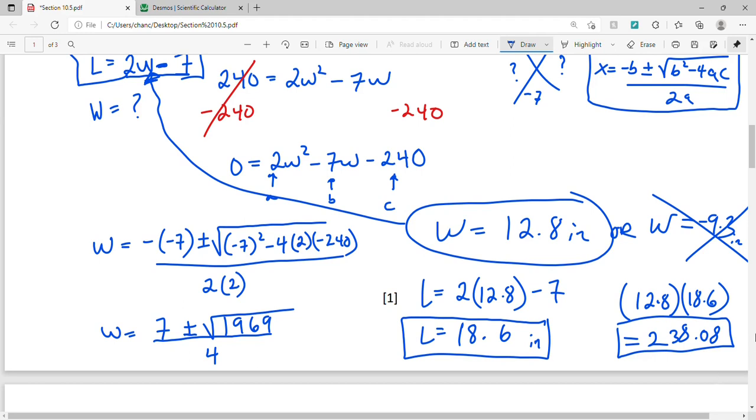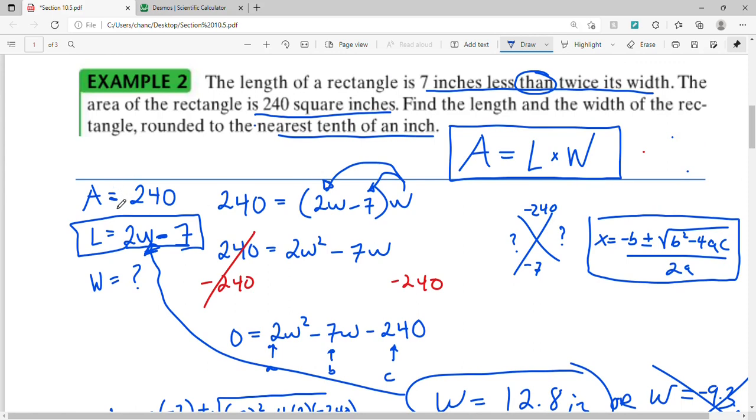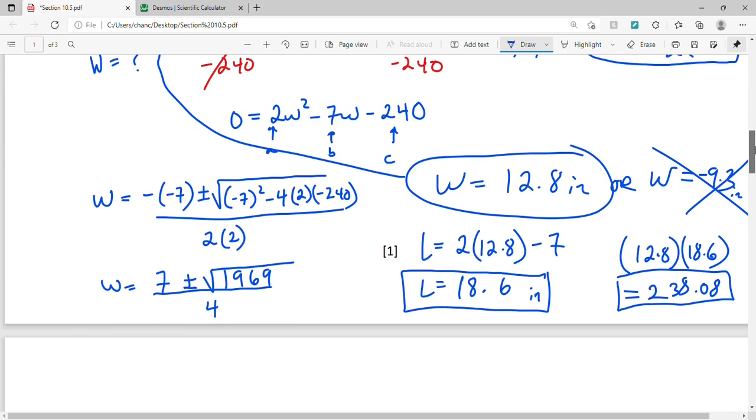Why is this answer not exactly 240? Well, the reason is we rounded. We rounded our width to 1 decimal place, and we rounded our length to 1 decimal place. But the answer is pretty close to 240, so I'm confident that our answers are right. 12.8 inches for the width and 18.6 inches for the length.